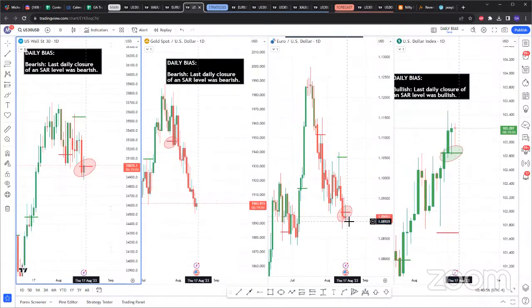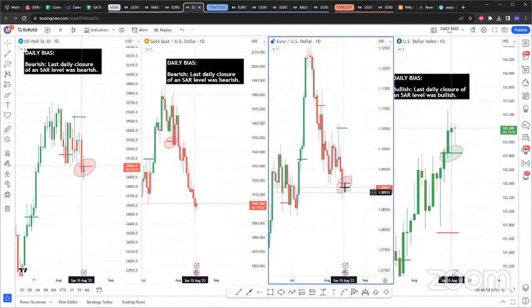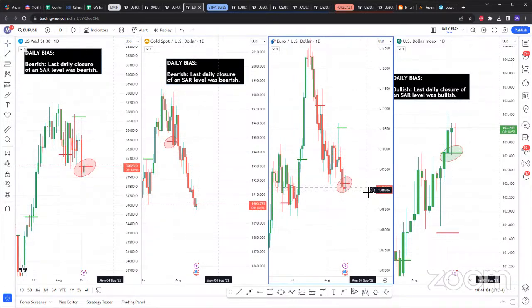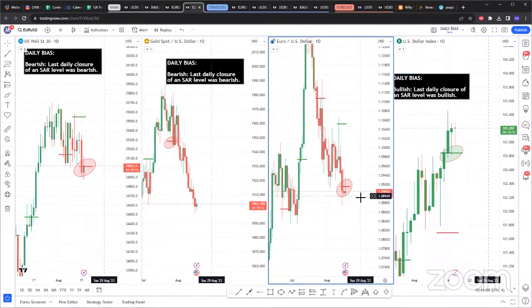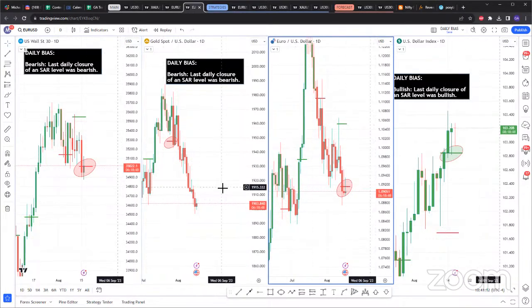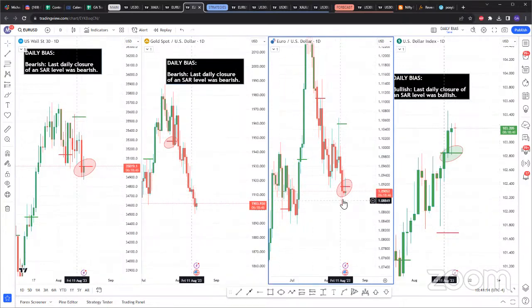Let's see. So EU looks like it's behaving. Look at that, this was created 2 days ago. So this is the importance of just following this. If you ask me, the time you can get burnt using these SARs is over-leveraging, or if you catch the end of a move. So let's assume EU comes back from here.